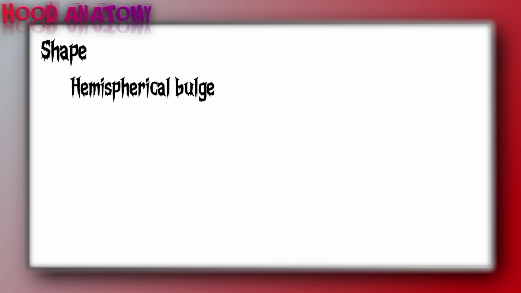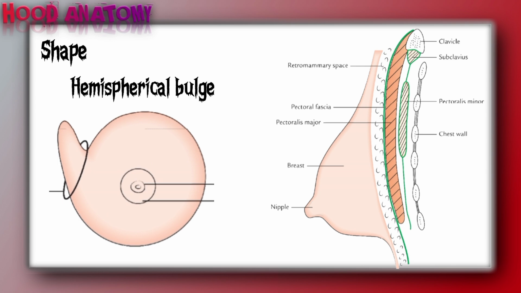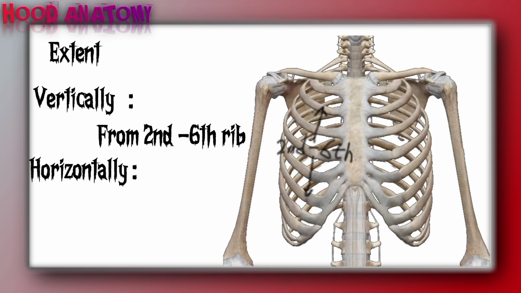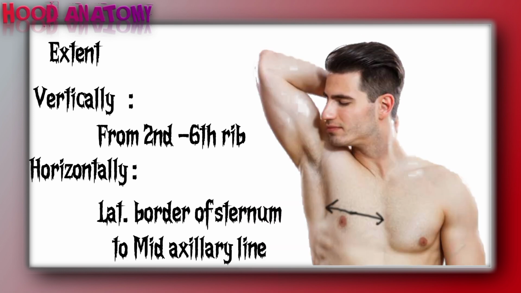The breast na hemispherical bulge, as una dey see for the diagram. E dey circular to some extent and e come bulge comot, na why dem dey call am hemispherical bulge. Now for the extent of the breast, extent we go consider am both vertically and horizontally. Firstly vertically. Vertically na from the second to the sixth rib na im the breast reach, while horizontally you go look am from the lateral border of the sternum down to the mid axillary line. Hope say you remember that mid axillary line wey we talk about for my last video.